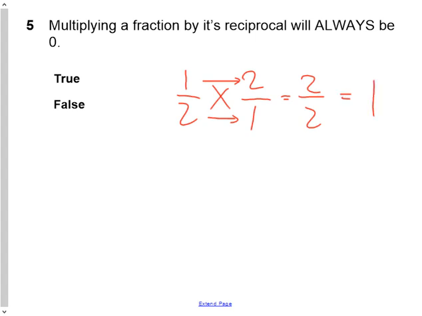And 2 divided by 2 is not 0, it's 1. So if we think of this as a fraction, if there's 2 parts and 2 are shaded in, I don't have nothing. I have 1 whole. So the answer is false. It always equals 1.